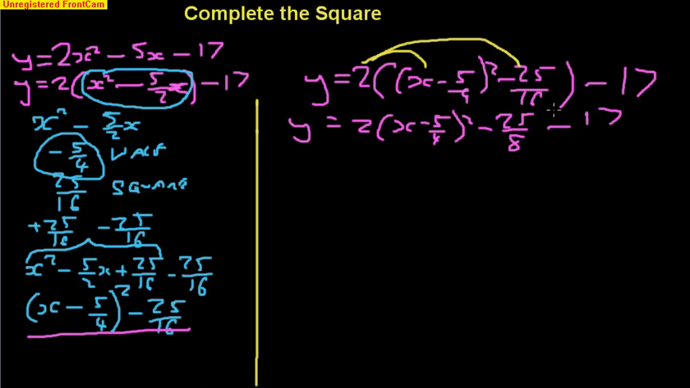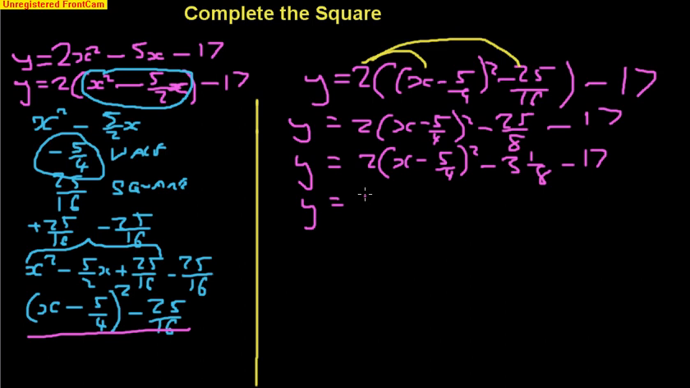Nearly there now. I just have to combine the last 2 numbers. So y equals 2 into x minus 5 on 4 squared minus, now 25 on 8, well, 8 goes into 25 3 times, remainder 1, so that's 3 and 1/8 minus 17, and finally 2 into x minus 5 on 4 squared, minus 20 and 1/8. And that's it, finished.